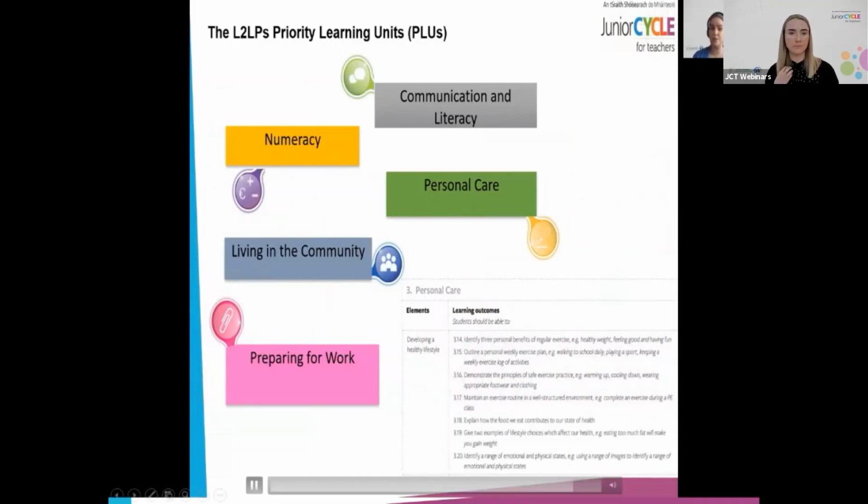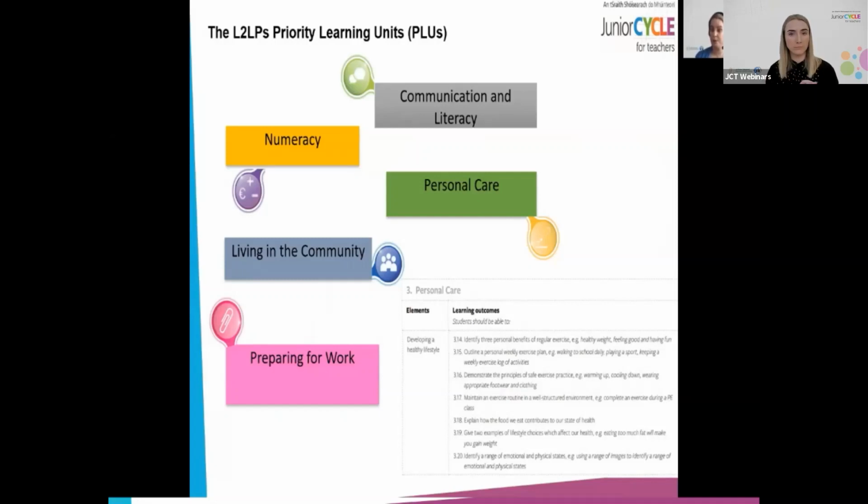So the element of developing a healthy lifestyle, you can see the learning outcomes for that are very similar to some of the learning outcomes that you would have in the PE short course. But then across all the different PLUs, you would also see strands of the learning outcomes from your PE short course. So it's very easy to see where the correlations are.